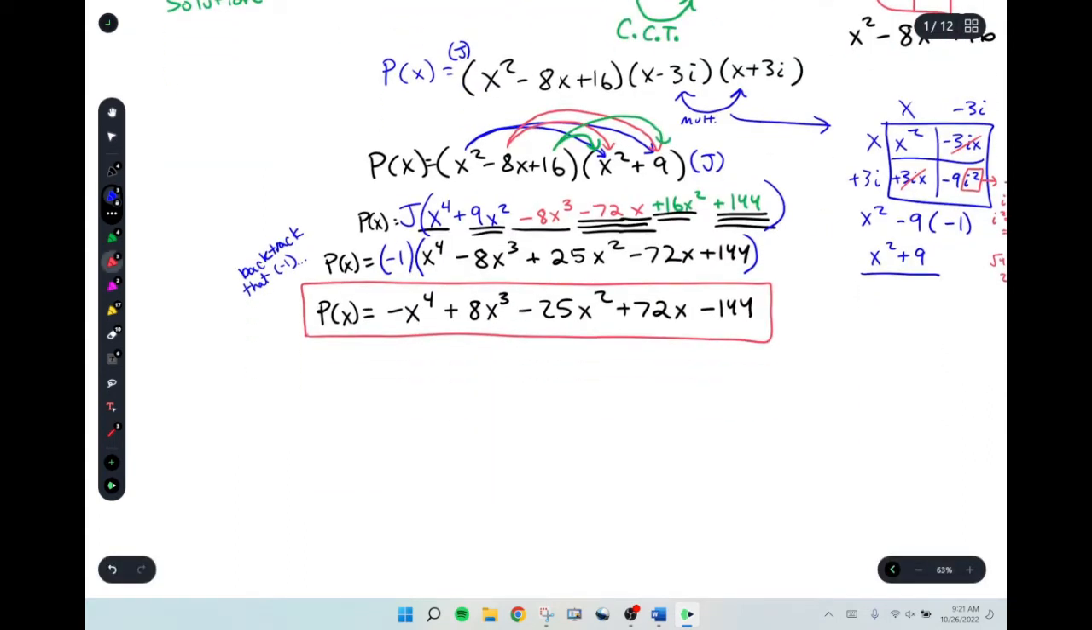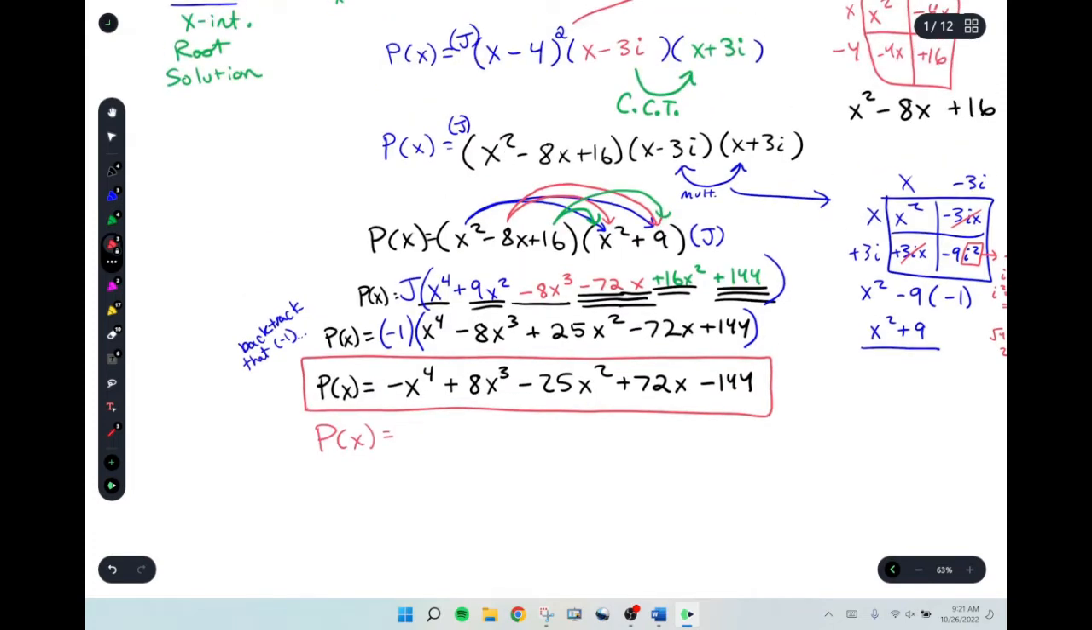If you were going to write this in completely factored form, because maybe it asked you to, our factored form earlier was x minus 4 squared, x minus... What's up? How are you getting 144? -144? Oh, that was me trusting her. That's 16 times 9. She did it in a calculator. 16 times 9 is 144.